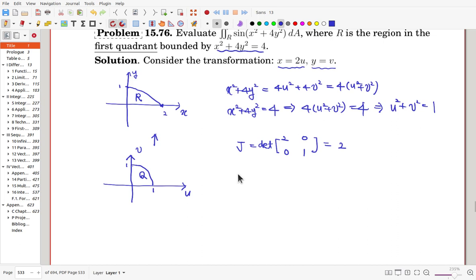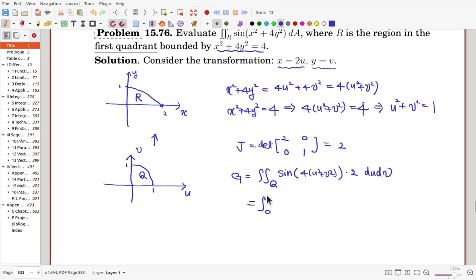Okay, so the given integral is the same as the integral over Q. And now sine of x squared plus 4y squared is now 4 times u squared plus v squared. And we have a scaling factor 2 and du dv, right? Q is now a polar region.